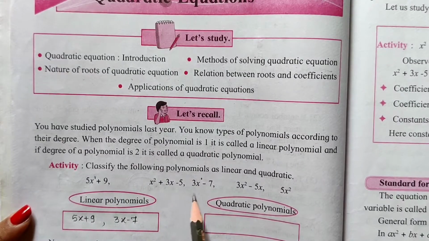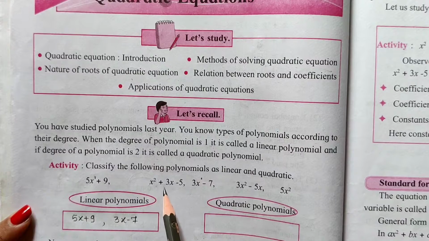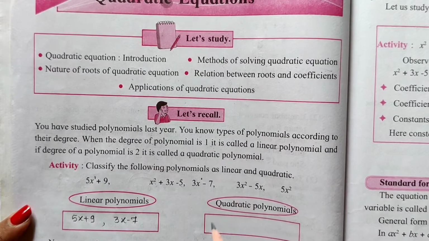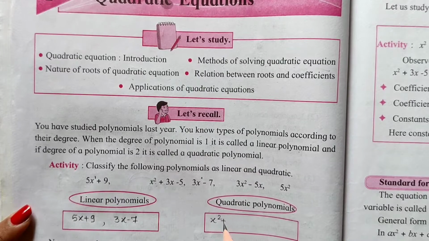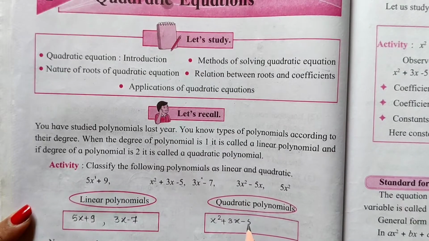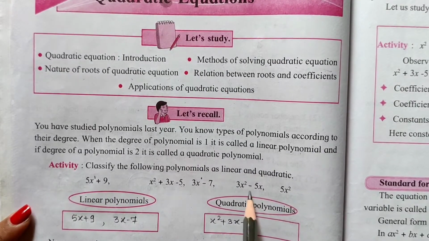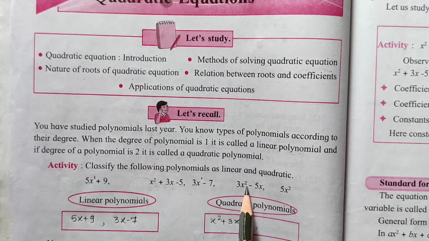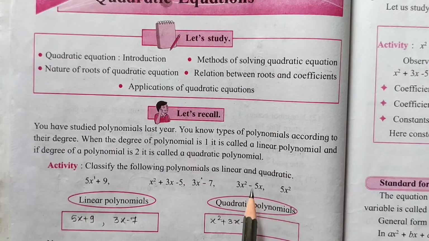But all the other polynomials are not linear, because here in this polynomial x square plus 3x minus 5, degree is 2. So this is quadratic. When the degree is 2, the polynomial is quadratic polynomial. Then we can see here in this polynomial also degree is 2, 3x square minus 5x. Degree means the highest power of the term. Whichever term is having highest power, that will be the degree of that polynomial. This also we have learnt in our 8th standard.